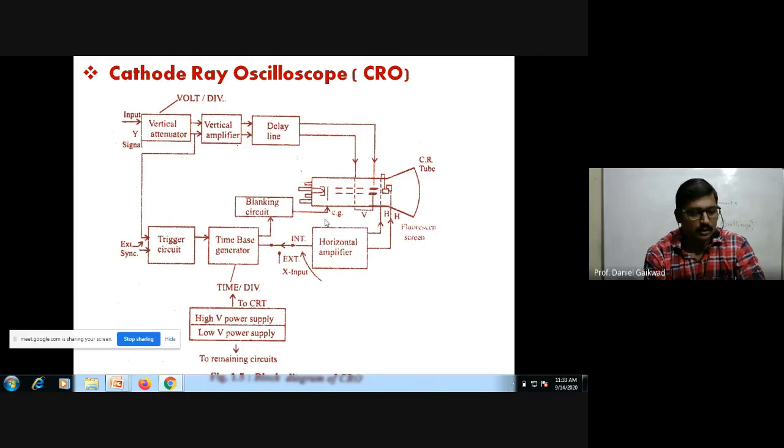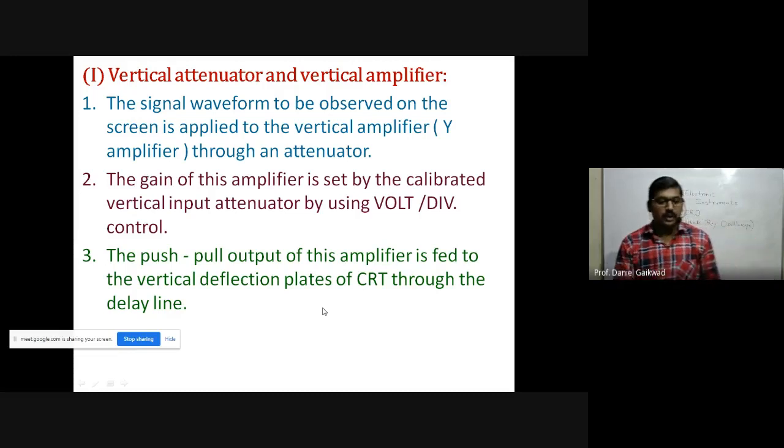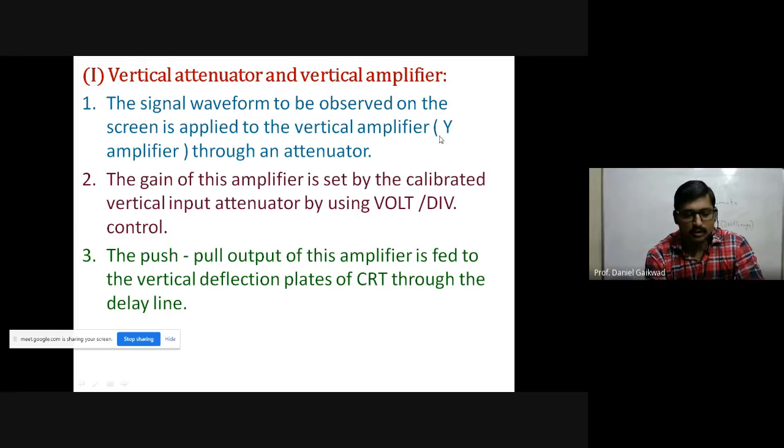And now we have the description of each block. Now check carefully. Number first is the vertical attenuator as well as the vertical amplifier. So check the first point. The signal waveform to be observed on the screen is applied to the vertical amplifier. Whatever electrical signal we have, that signal is given to the vertical amplifier with the help of the vertical attenuator. So the deflection is produced in the vertical direction. The electron beam deflects in the vertical direction according to the incoming signal.